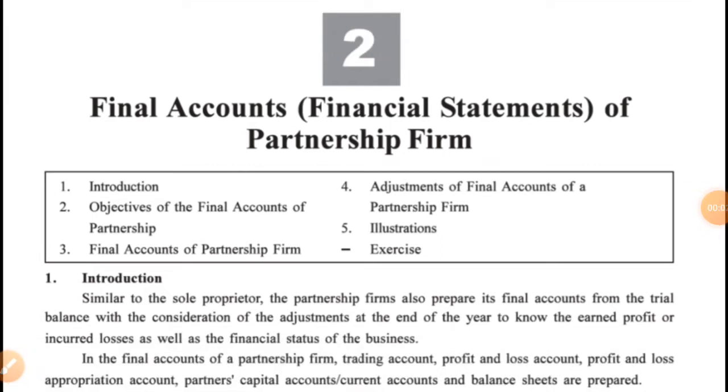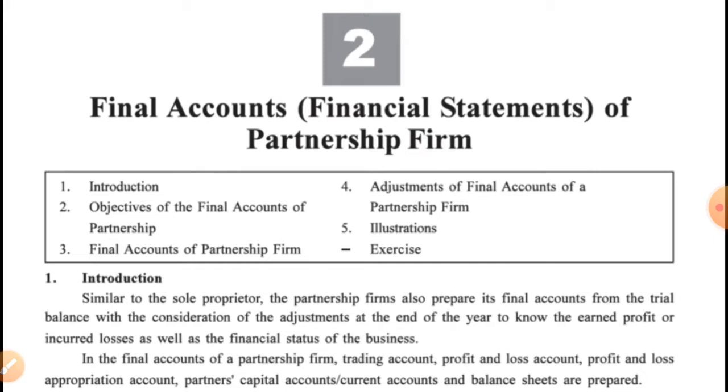Hello and welcome, students. Today we are going to start chapter number 2 of Accountancy, that is, Final Accounts of Partnership Firm. Students, this chapter is very important from the board examination point of view as it carries weightage of 11 marks, one big sum asking the final accounts of partnership firm.